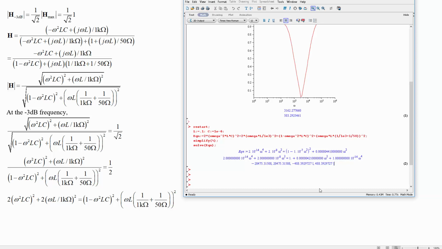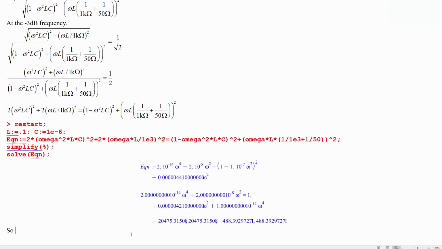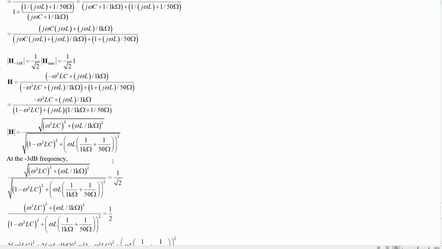So we're looking for a real frequency, and that means we're looking for the 2475 rad per second. So that's the one we're looking for. That should be our 3 dB frequency. So what we can do to verify that actually worked, maybe we'll just copy this over here and say the minus 3 dB frequency should be 2475 rad per second. And let's check that all of that worked out.